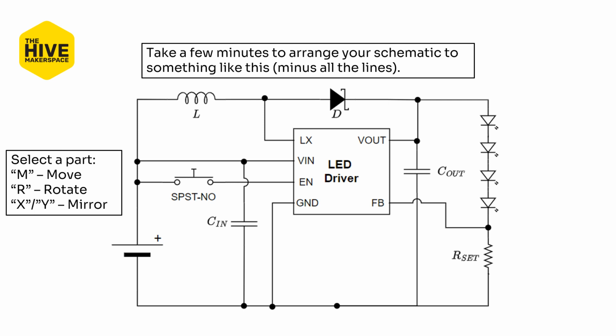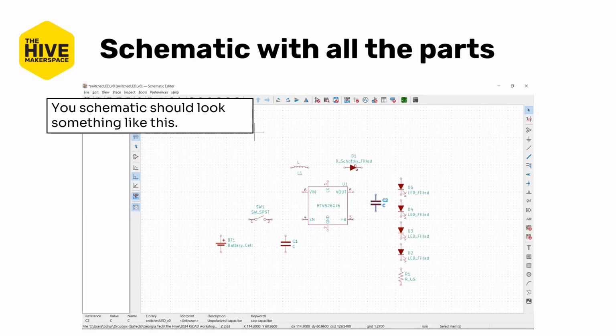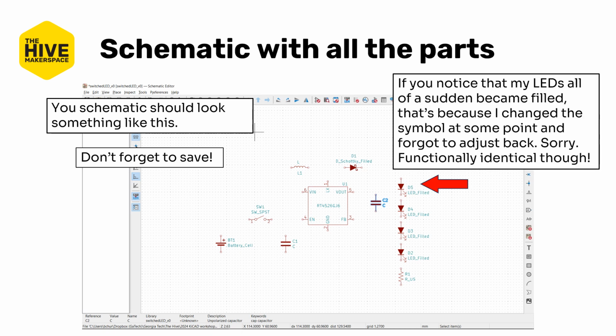Remember that you can move parts by clicking and dragging on them. You can rotate them by clicking and hitting R, or mirror them with X and Y. So go ahead and take some time to do that now. Fantastic. Your schematic, once you've moved everything around, should look something like this, vaguely. If it doesn't, it's totally okay. Definitely do not forget to save. Again, save frequently. You never know what's going to happen here. Computers do silly things sometimes, and it's really tragic when you lose all of your work.